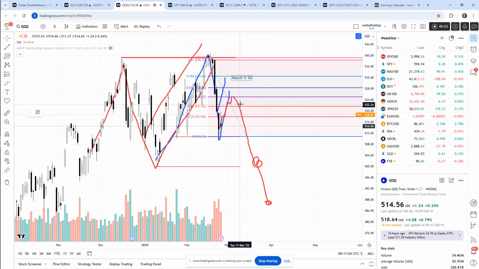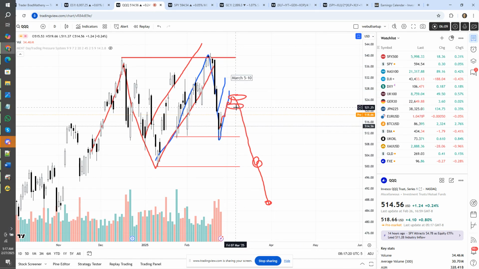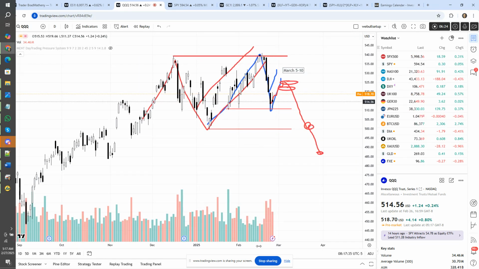That would put us around this area here or this area here as kind of a peak for this move. So it gives you a really solid idea that we're talking 521 to 525 on the QQQ as kind of the top for this rally phase. We're currently at 514. So you've got about 6 to maybe 8 points to the upside before I think we're going to probably hit some resistance.